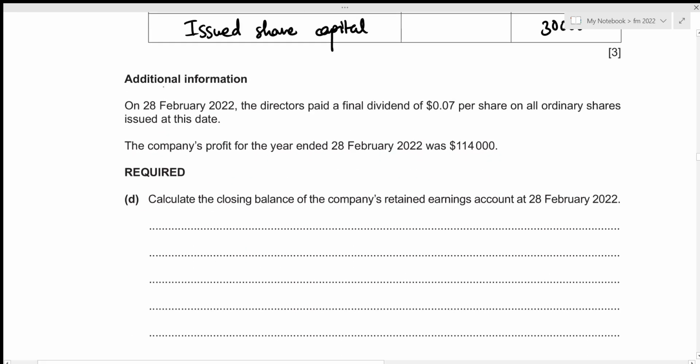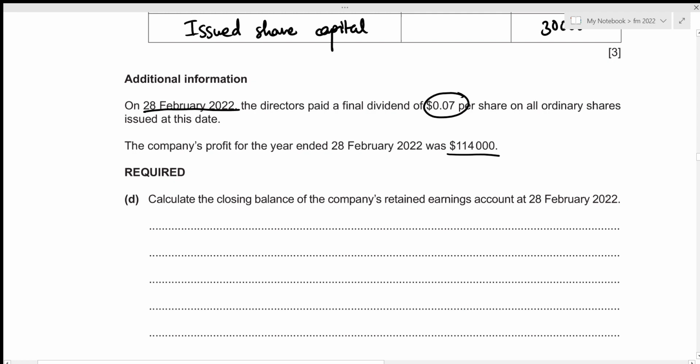We are given additional information. On 20th February 2022, the directors paid a final dividend of 0.07 per share on all ordinary shares issued at this date. And the company's profit for the year ended 20th February 2022 was 114,000. And for the fourth part of this question, we need to calculate the closing balance of the company's retained earnings account at 20th February 2022.